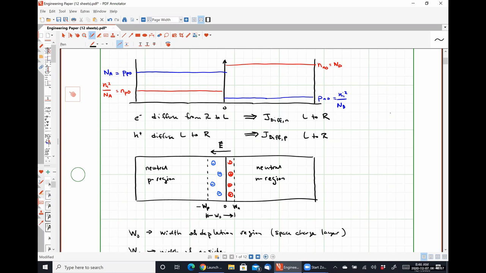We have some negative charge stored on this side of the junction and a fixed boundary. And we have some positive charge stored on the right-hand side, the inside of the junction, and a fixed boundary. So this is actually a pretty good example of a parallel plate capacitor, assuming that our crystal is rectangular in cross-section. So we can use that.